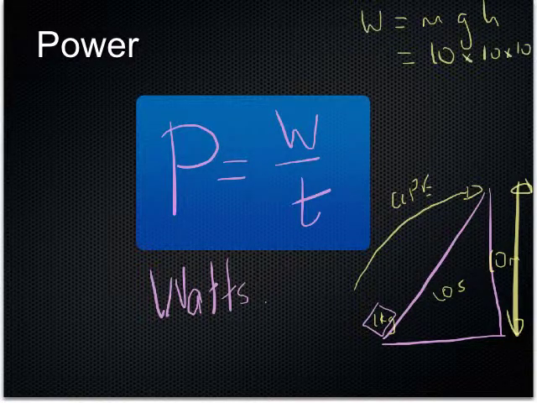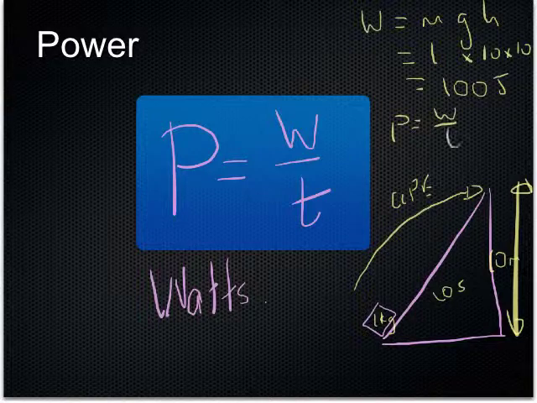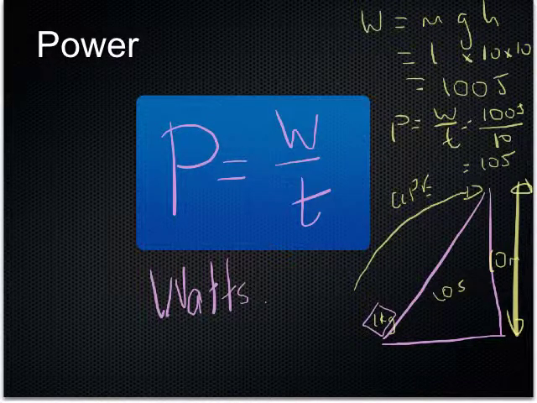So it's just going to be 1 times 10 times 10. So what's that equal to? Well, that's 100 joules. This is how much energy is gained when it gets to the top. Now power is work over time, so it's done 100 joules of work divided by 10 seconds. That means it's doing 10 joules of work for every second, which means it is doing 10 watts of power.